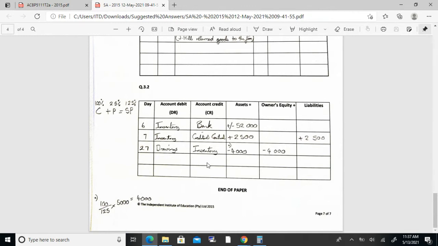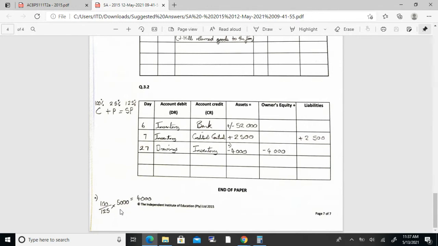So drawings, what are we going to do? We just incurred it. In other words, it's increasing, so we're going to debit drawings because we know that according to dead click, we debit drawings whenever it occurs or is increasing. And then we know that trading inventory is decreasing, so we're going to credit trading inventory.